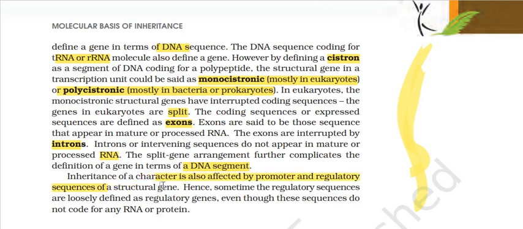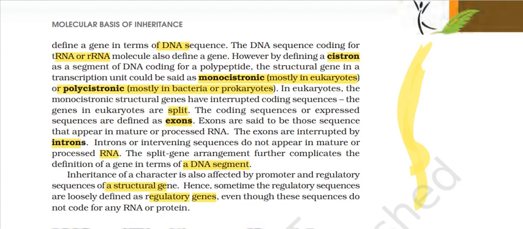Inheritance of a character is also affected by promoter and regulatory sequences of a structural gene. Hence, sometimes the regulatory sequences are loosely defined as regulatory genes, even though these sequences do not code for any RNA or protein. In this particular paragraph, they're trying to say that in a transcription unit, for example, you have promoter and regulatory sequences. They're not cistrons, they do not code for a particular RNA or protein, but yet we sometimes call them regulatory genes. Why? Because they are also important for transcription.